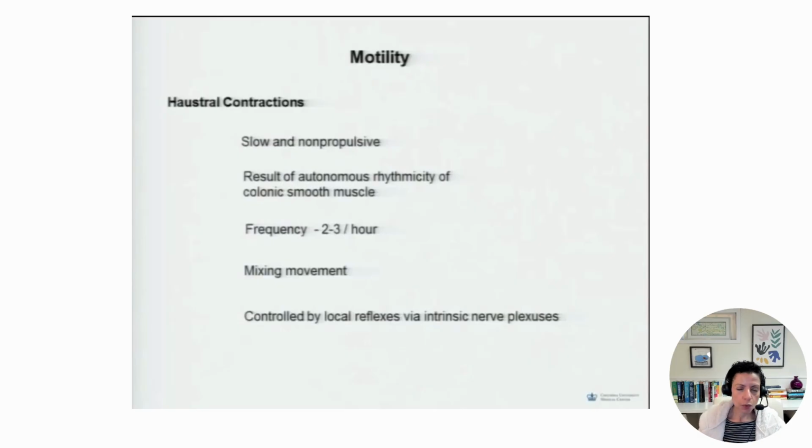They do represent a mixing movement, and their purpose is really to increase the contact between the contents of the large intestine and the mucosal lining. And that really helps enhance absorption of water, electrolytes, minerals. And these haustral contractions are controlled by local reflexes, mostly by the enteric nervous system, specifically the myenteric plexus.